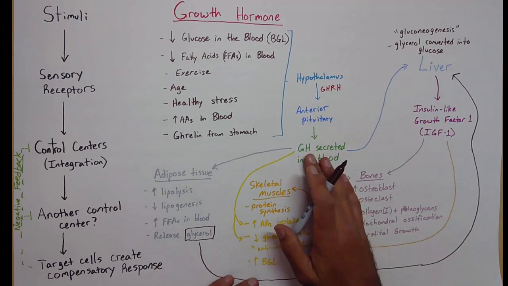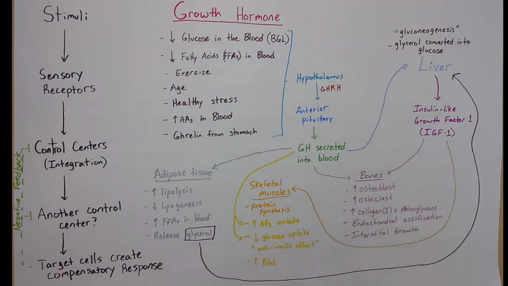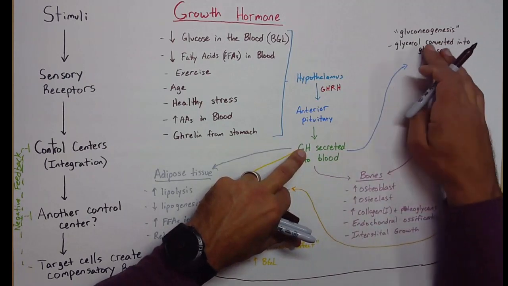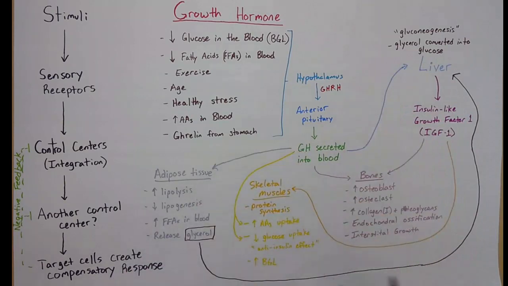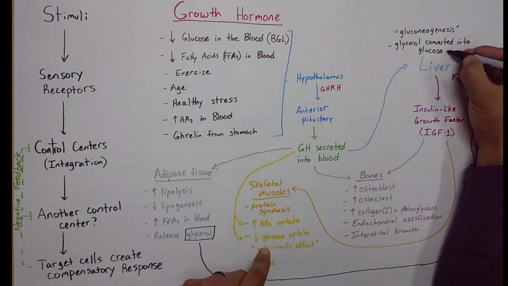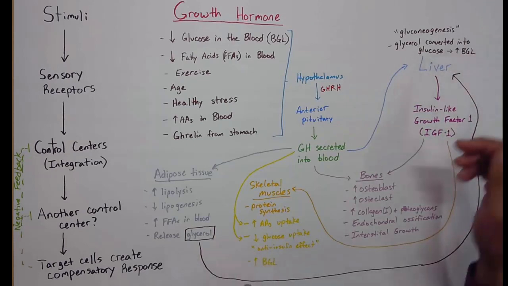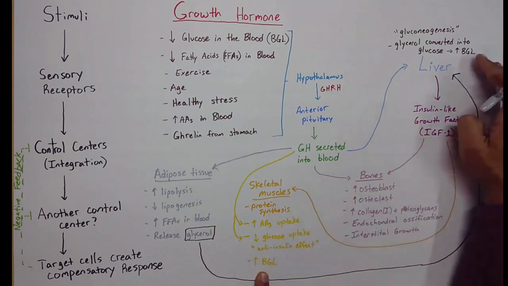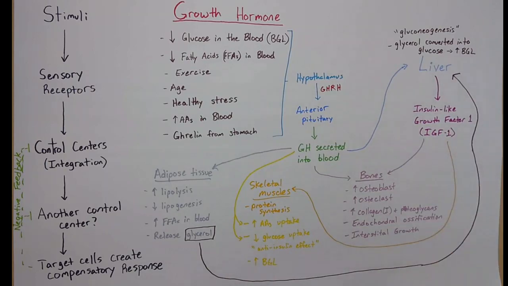So a property of growth hormone is to enhance gluconeogenesis of glycerol. We're converting glycerol into glucose. What is that going to end up resulting in? An increase in blood glucose levels. Not only did we spare glucose from going into skeletal muscles, but now we're enhancing the amount of glucose being released by the liver.